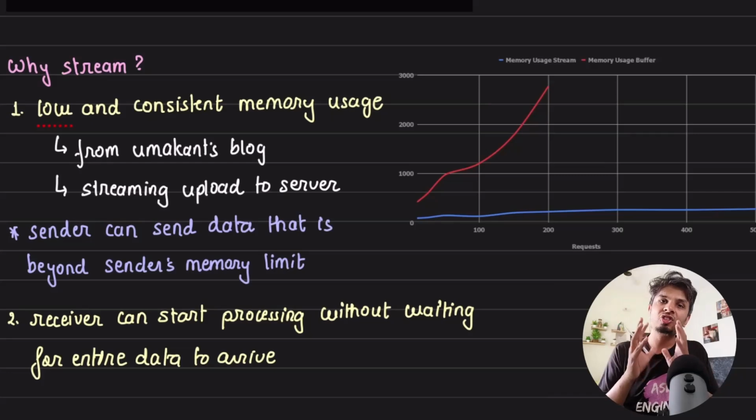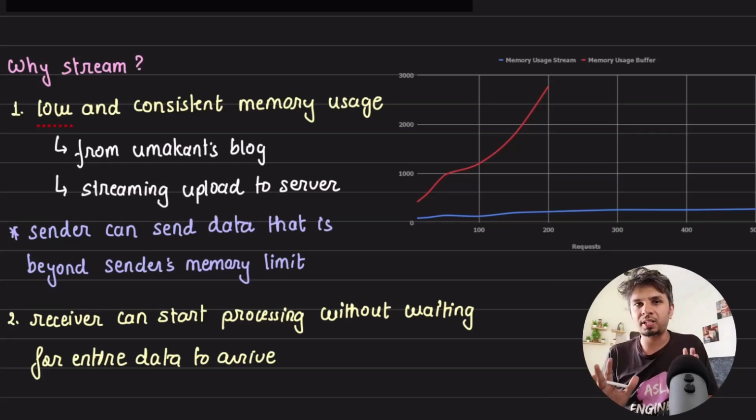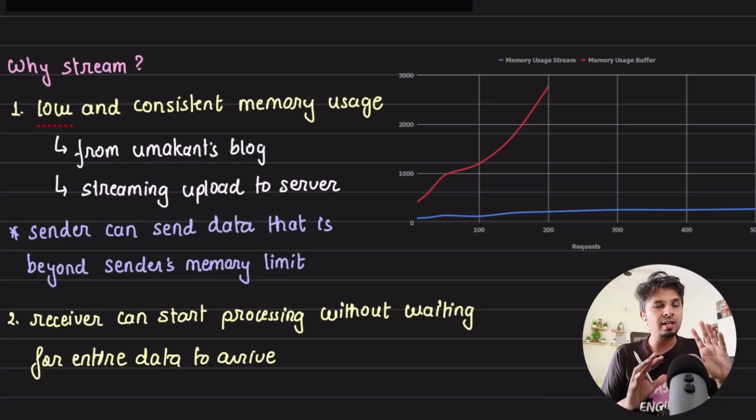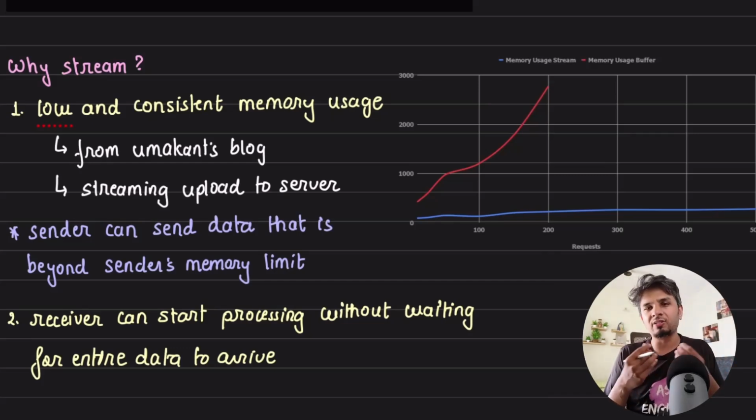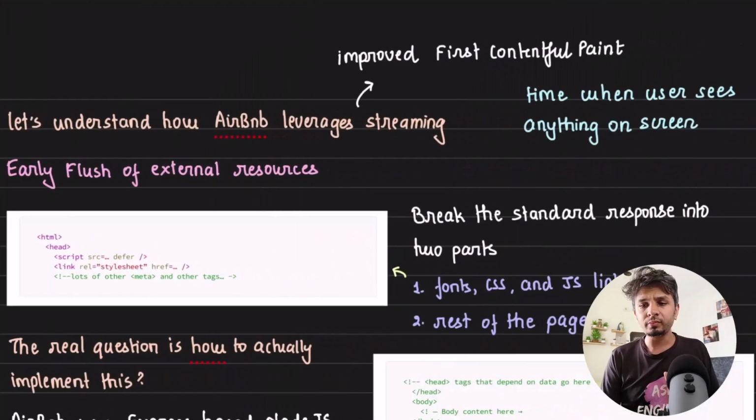So this is where HTTP streaming comes into the picture. Again, whatever you can do with HTTP streaming, you can also do with WebSockets, but why add unnecessary complexity? HTTP streaming is a really easy way to build a lot of use cases. Okay, now let's go deeper into Airbnb's use cases, or how Airbnb uses it.